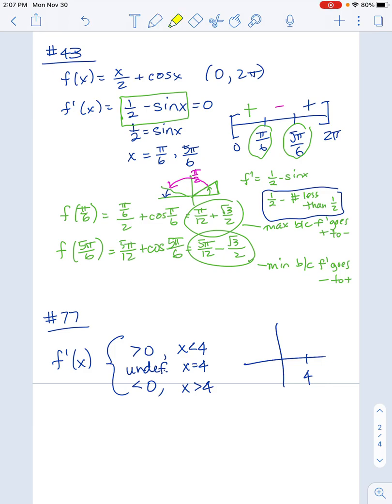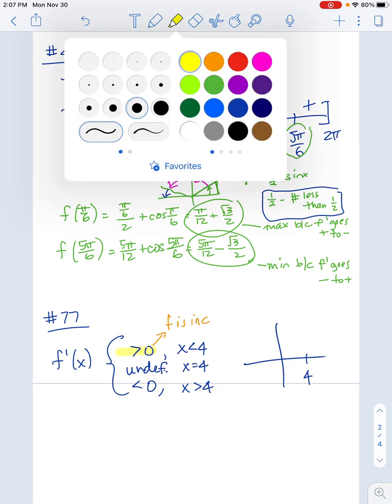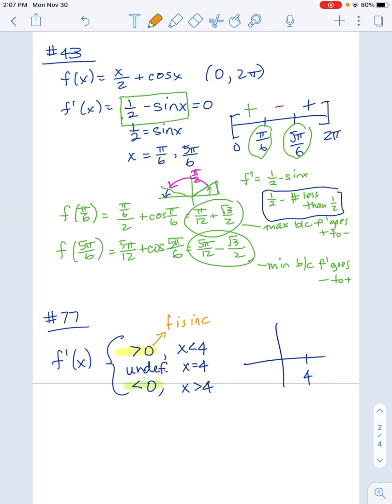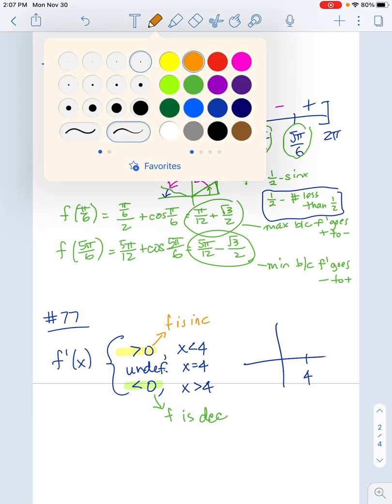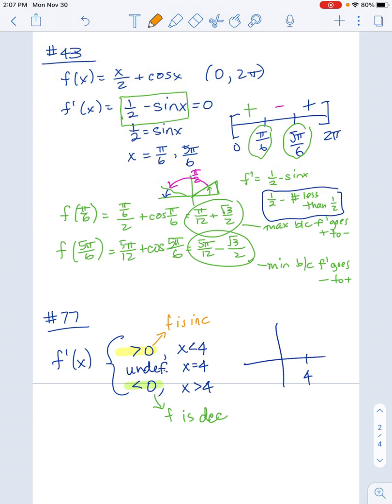F prime being positive, this part tells me that f is increasing, right? And then when f prime is less than 0, that tells me that f is decreasing. So I have a function that is increasing to the left of 4. So it's getting higher and higher and higher. So I could do this. And then it's decreasing after 4.